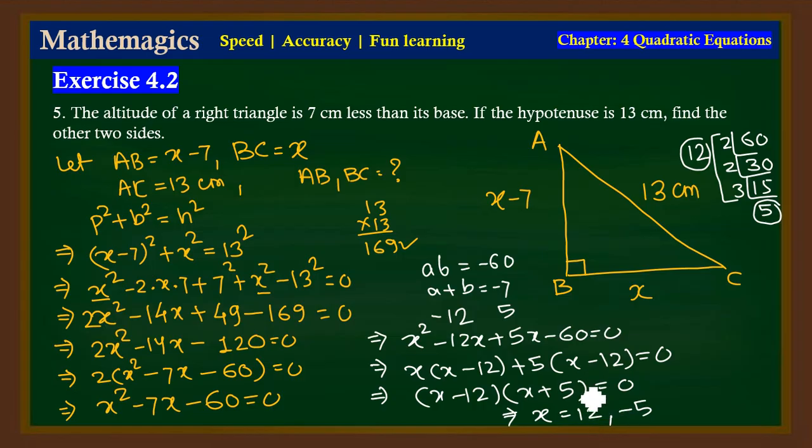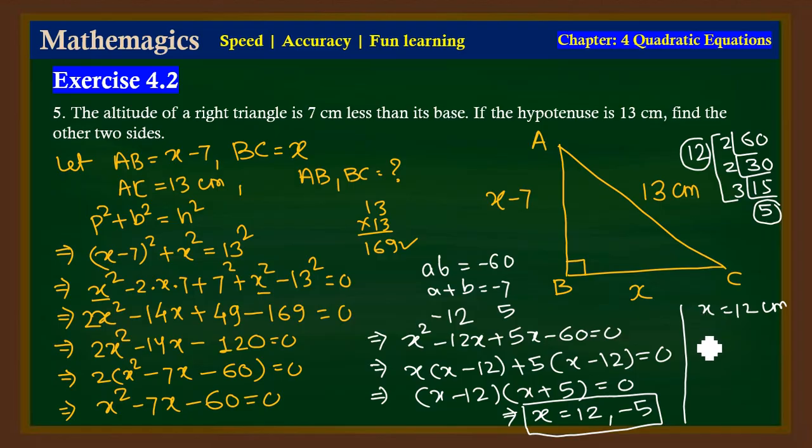I hope, dear students, you have understood how to write the value of the x directly. From the many questions we have already solved, you would have got the idea. So now the question is saying find the other two sides. So dear friends, x is equal to 12 and minus 5. So obviously we know that the length cannot be negative, so we have to take only the positive value of the x. So x is equal to 12 centimeter, that is called as base.